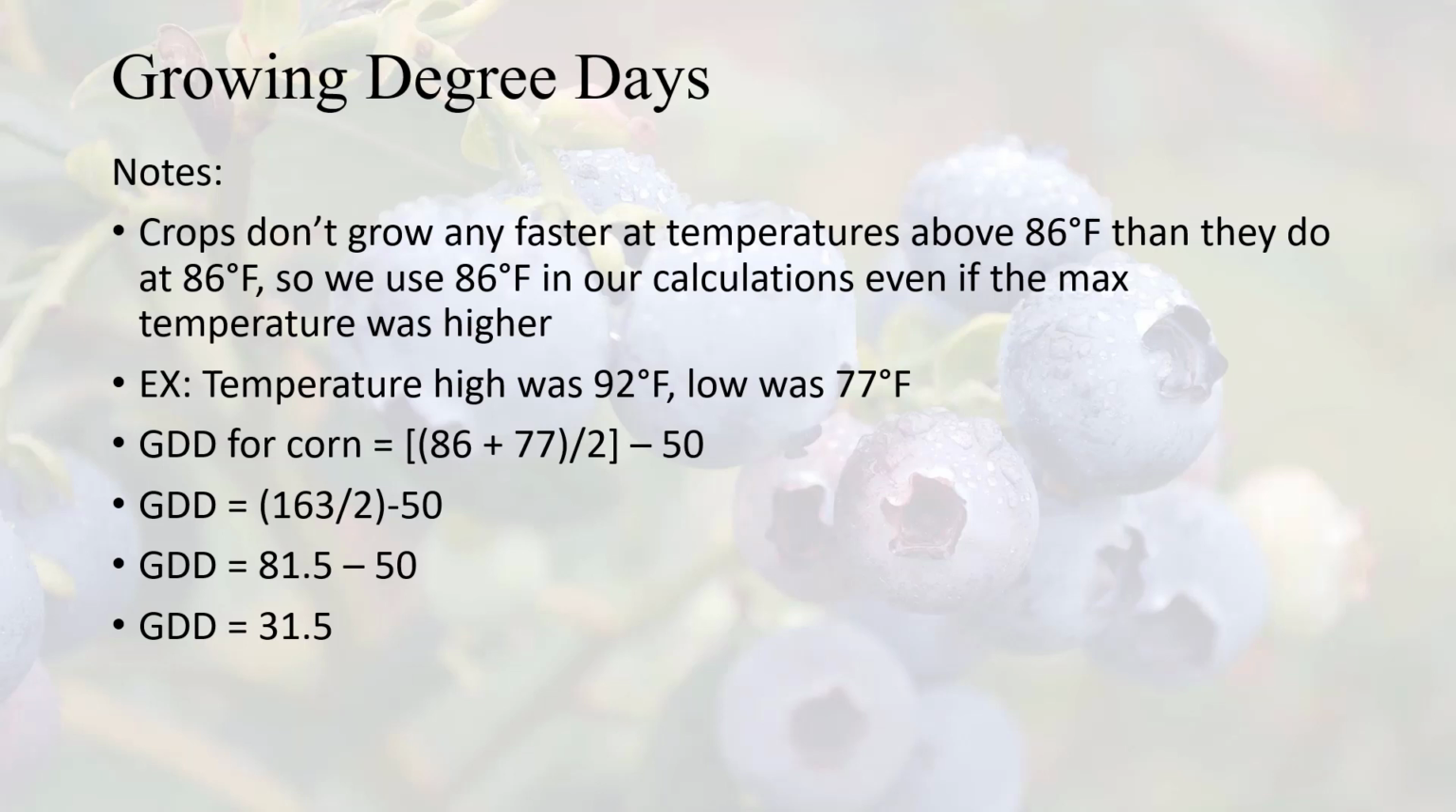Now, a couple more notes on our growing degree days is that, as we've talked about, crops don't grow any faster at temperatures above 86 degrees Fahrenheit, right? So that's the max temperature that we're going to use in our calculations. So even if we had a temperature high that is above 86, we're going to use 86 as our max always. So, for example, if we had a day in which it was 92 degrees Fahrenheit out as a max, we're not going to use that 92. Instead, we're going to use our 86, because that's the ceiling of our plant growth, or the speed of our plant growth.